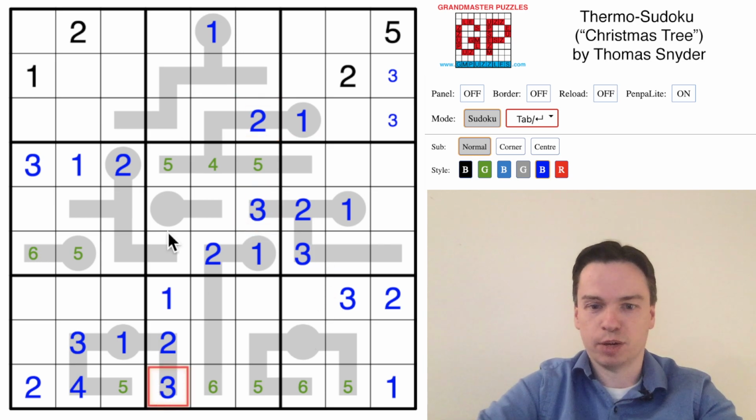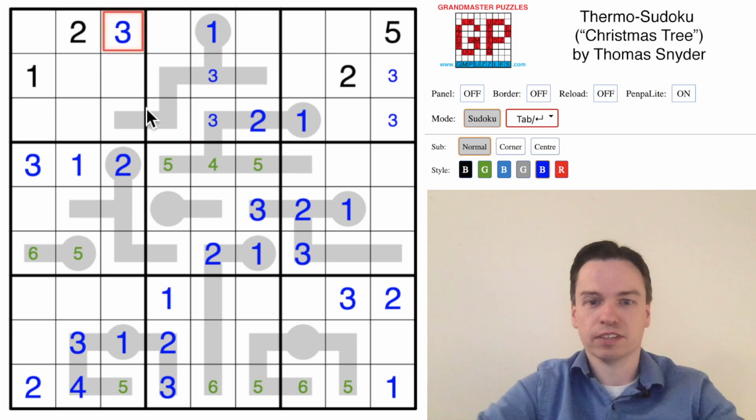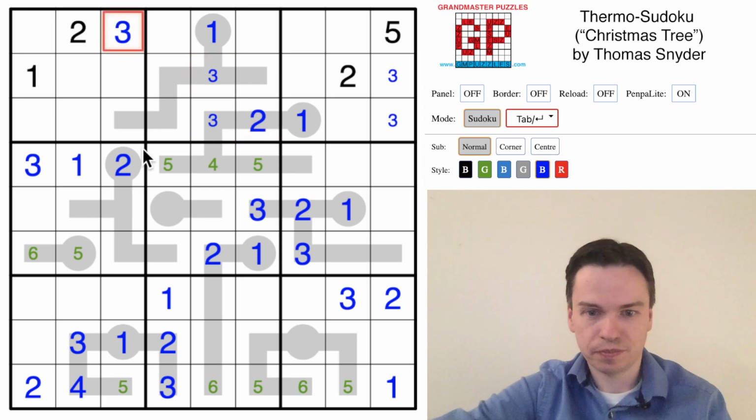Coming back to the top, we have a 3 in one of these two thermo cells. Both are valid. They'd be the right digit right after a 1 or after a 2. And the last 3 in the grid is going to be up here.